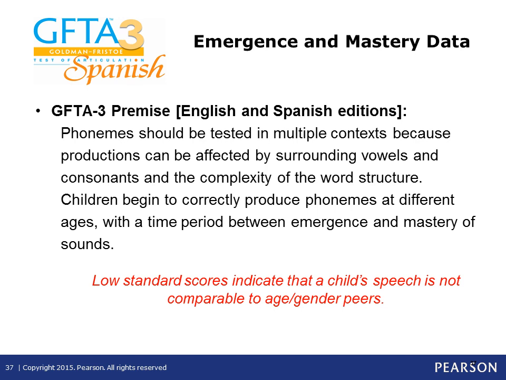So what we're saying here is similar to what we know to be true for English sounds. And that is that sounds just don't show up when a child turns 7 or 8 or whenever they're expected to be mastered. There are some signs of emergence before mastery. Usually when sounds are emerging, they will show up in simpler contexts. For example, producing the M in mamá is easier than producing the same phoneme in the word manzana.